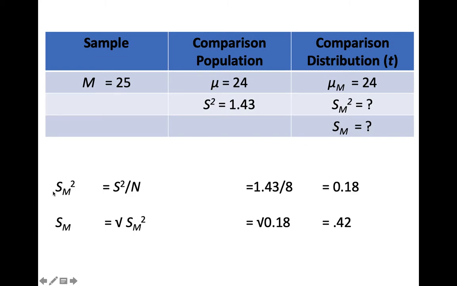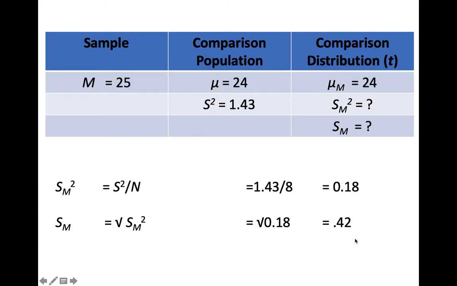Rule 2a will allow us to calculate the variance of the distribution of means. All we do is divide the population variance, 1.43, by our sample size, which is 8. Again, very important that we're just using sample size here. We're not using degrees of freedom. So we've got 1.43 divided by 8 gives us a variance of our distribution of means that is 0.18. And then to get the standard deviation, all we're going to do is take the square root of that variance. In doing so, we get a standard deviation of the distribution of means, otherwise known as standard error, of 0.42.